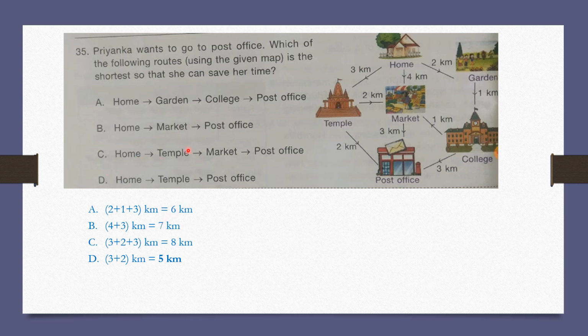Let's see, home to temple 3 km, temple to market 2 km and market to post office 3 km. So 3 plus 2 is 5, plus 3 is 8 km. Now home to temple 3 km and temple to post office 2 km. So total is 5. So shortest route will be home to temple to post office. So our answer is option D.